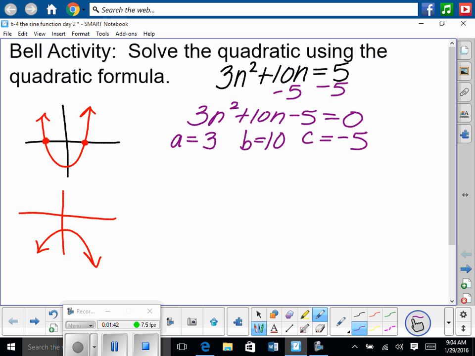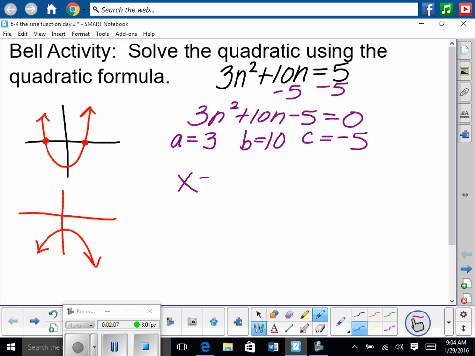Then you have to know the quadratic formula, and it blows my mind how many people don't have it memorized. So we did learn a song. My secondary 2 kids sing the song, x equals negative b. Do you guys remember that? Okay, let's all sing it. X equals negative b plus or minus the square root of b squared minus 4ac all over 2a.